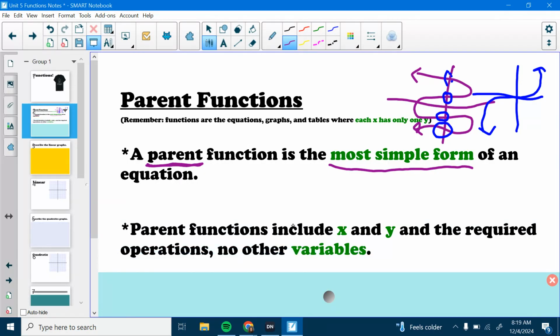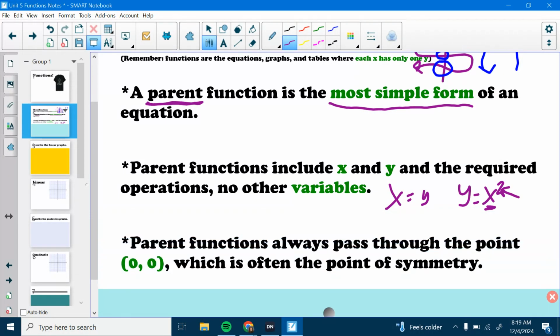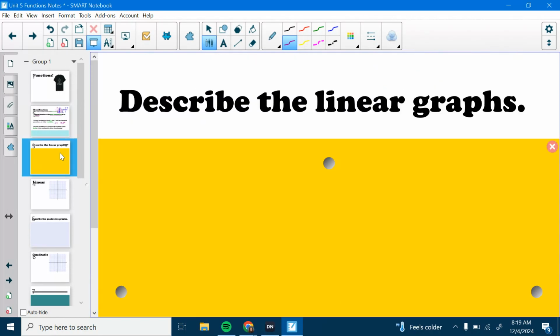Parent functions include x and y and their required operations, but no other variables, which means that it might have y equals x. We might have y equals x squared, because that squared is an operation, an action that's happening to x, so we can still have that, but we're not going to have any other variables, any other letters involved. And lastly, parent functions always pass through the point 0, 0, which is often the point of symmetry. Oftentimes that's where we're cutting our graph in half, through that point 0, 0. Okay, so those are some key takeaways about parent functions.